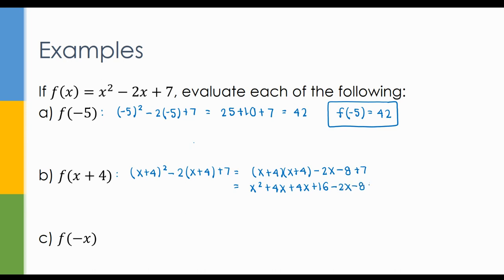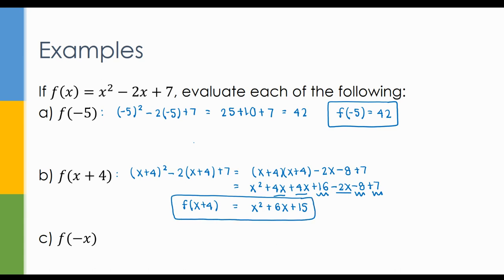All right, so now we've got a bunch of like terms to combine. So we've got 4x and negative 2x. It doesn't look like there's anything to combine with the x squared, so I'll still have that. 4 and 4 is 8. 8 minus 2 would give us a positive 6x. Then we've got 16, negative 8, and positive 7. When we add that, 16 minus 8 is 8. 8 plus 7 is going to give us 15. And so this would be our function f of x plus 4. We get x squared plus 6x plus 15.